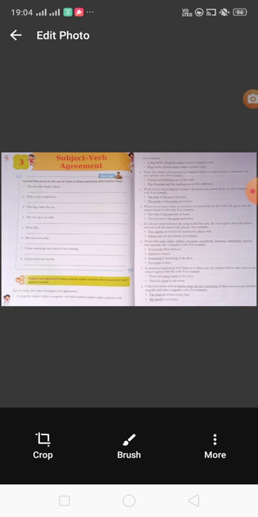Now the fifth point. If a phrase comes between the subject and the verb, then the verb agrees with the subject, not with the noun in the phrase. It means the verb always agrees with the subject. Look at the example: "The captain as well as his teammates plays well." Here "as well as" is a phrase used between two subjects, the captain and his teammates. But the captain is the main subject, and the captain is singular. So here we write the singular verb "plays".